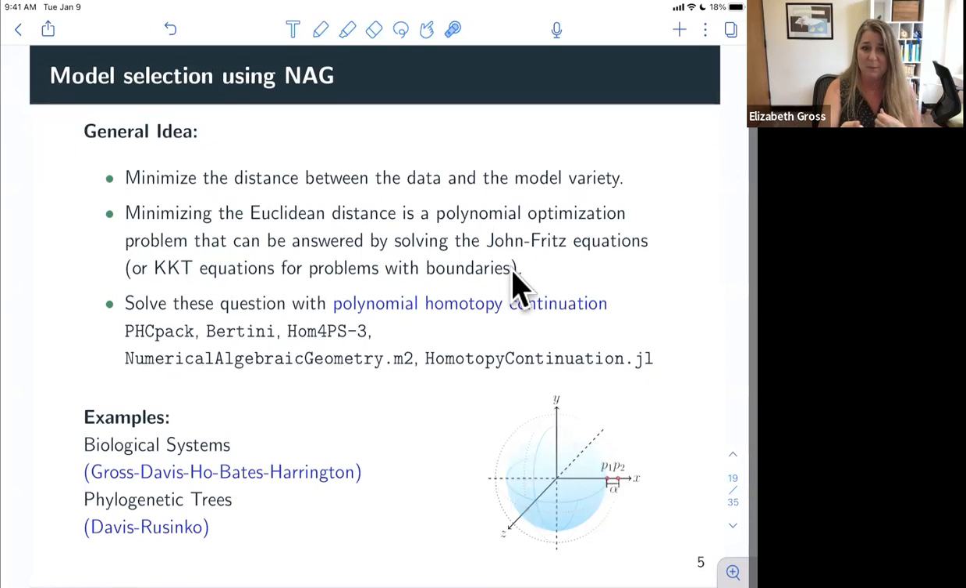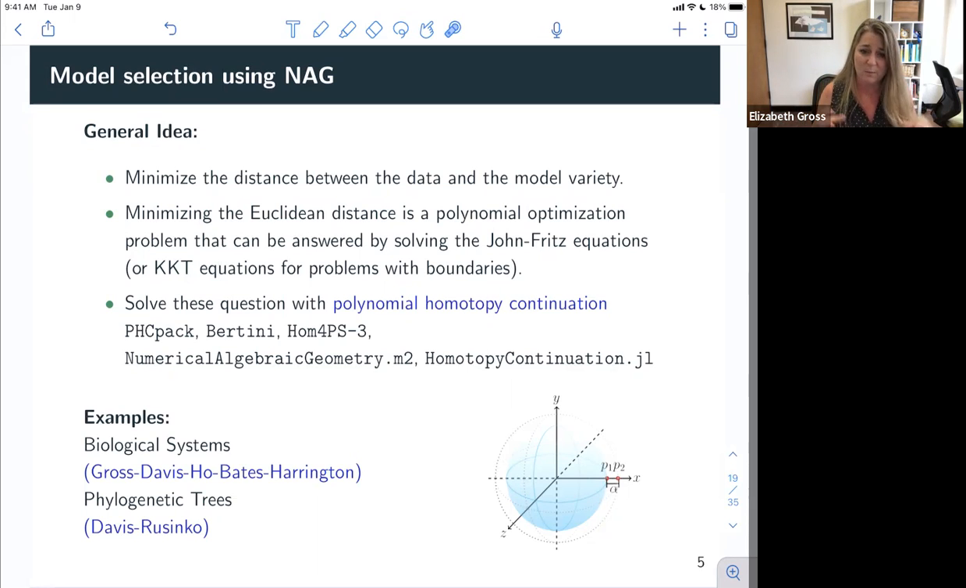And so if I do want to minimize the Euclidean distance between data and some algebraic variety, then this is equivalent to solving a polynomial optimization problem. And so, you have the John-Fritz equations or the KKT equations if you have some boundaries, and then it ends up just solving a system of polynomial equations. And this is something that I would say the applied algebraic geometry world has really spent a lot of time on the last 30 years: how do you solve systems of polynomial equations quickly and efficiently?